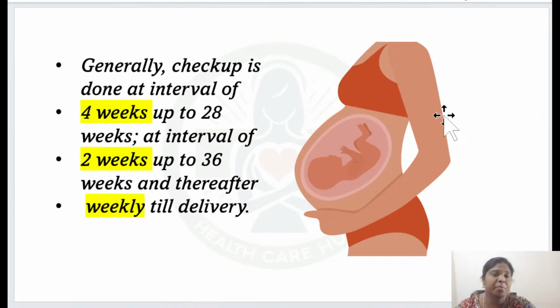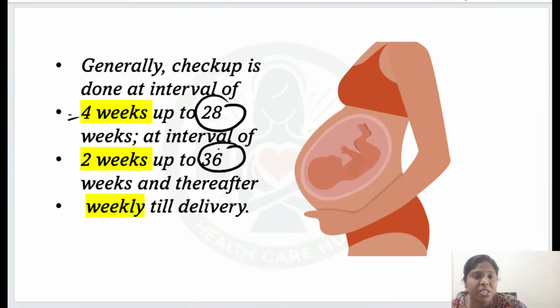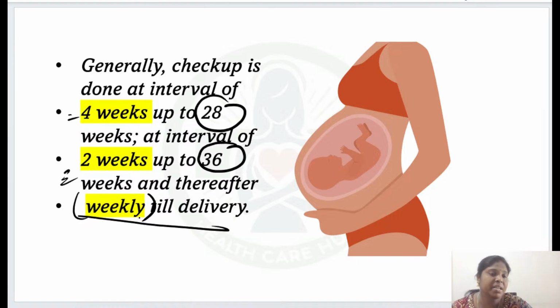So this is how you are going to remember it in the exam. For the first 28 weeks, 4 weeks once. Up to 36 weeks, 2 weeks once. And during the last period until delivery, the mother has to visit weekly.